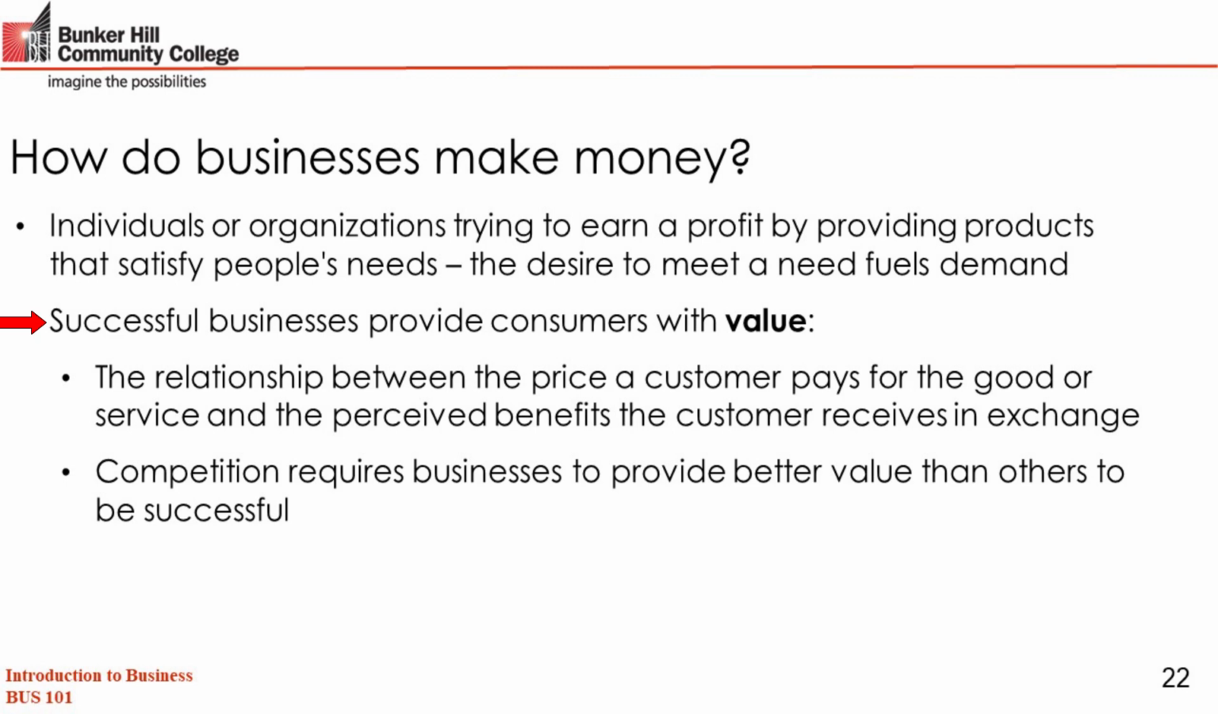Value is typically some type of a combination of quality and price. If I sell you something that's super cheap and the quality doesn't necessarily have to be that high, people will buy it. If I want to sell something that's a little bit better, it may be more expensive, but if it's better quality, people may be willing to buy it because they think it provides them with value.